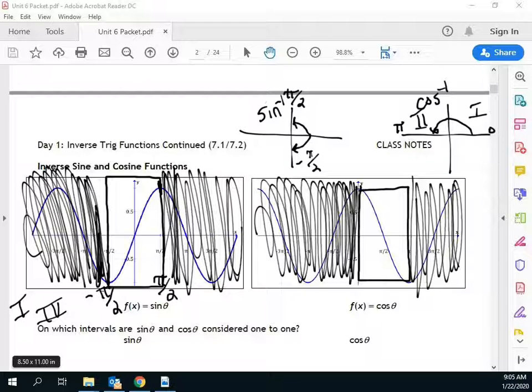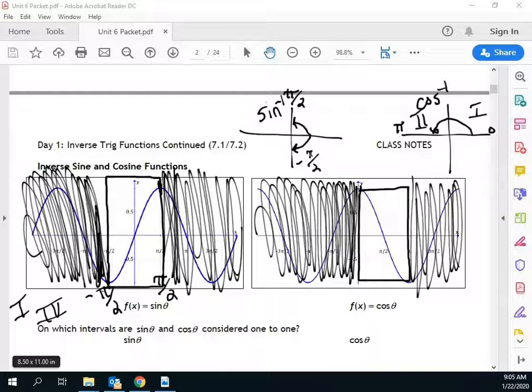What do you notice about the x values in the first quadrant compared to the second quadrant? What's the difference? Negative. Exactly. So by covering the first and second quadrant, we are covering all of the possible positive x values and all the possible negative x values.